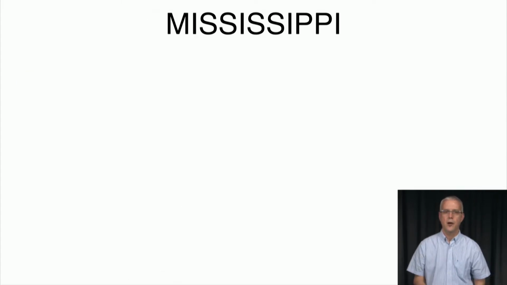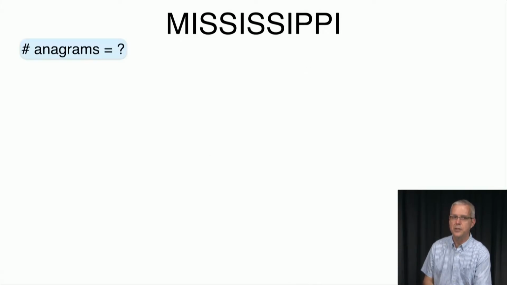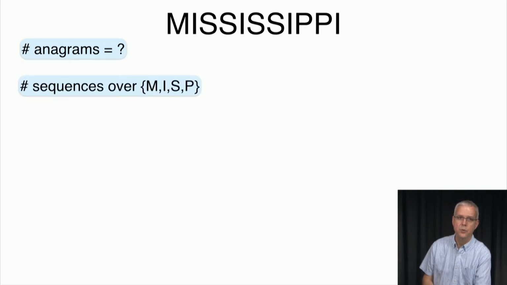Okay. Let's look at another application. Let's look at the word Mississippi. And the question is, how many anagrams does Mississippi have? An anagram, as we know, is just a rearrangement of these letters that could make sense or not make sense. Okay. So what are anagrams of Mississippi? Those are just sequences over the letters M, I, S, and P in any order.